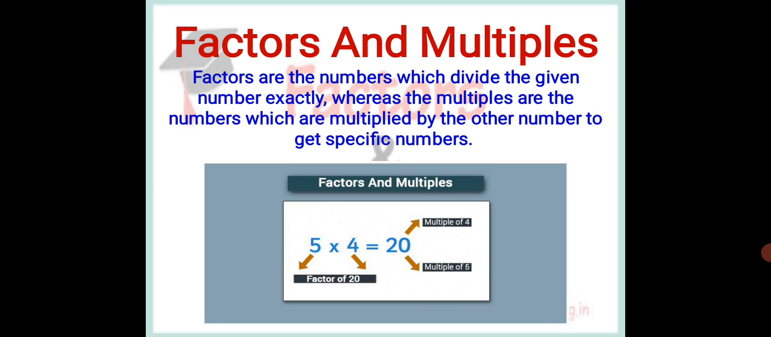As well as at the same time we can say that 20 is the multiple of 4. Again, same way we can say 20 is the multiple of 5. Okay. So, in this example, 5 fours are 20. We can say 5 and 4 are the factors of 20, as well as 20 is the multiple of 5 or 4.